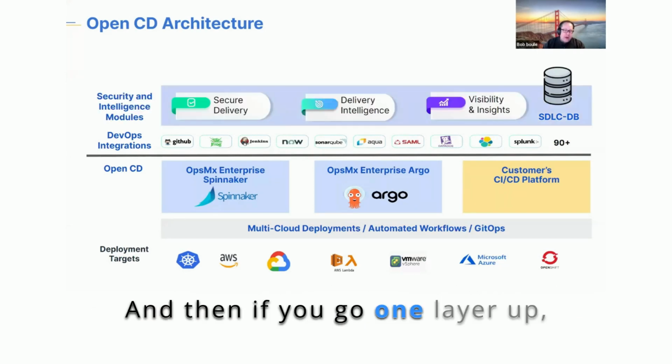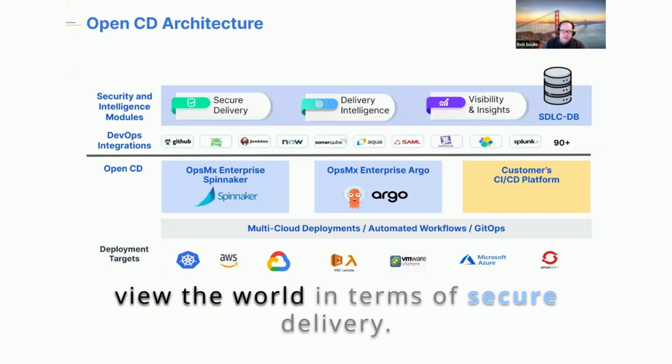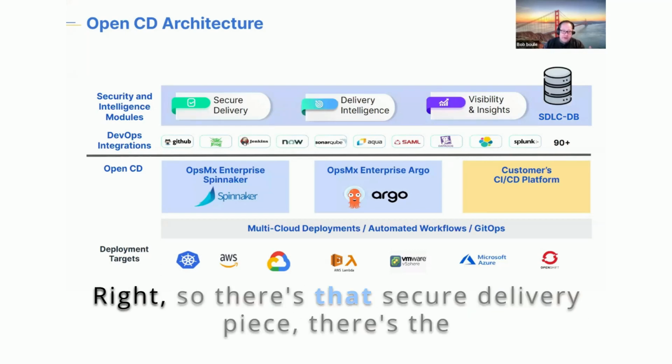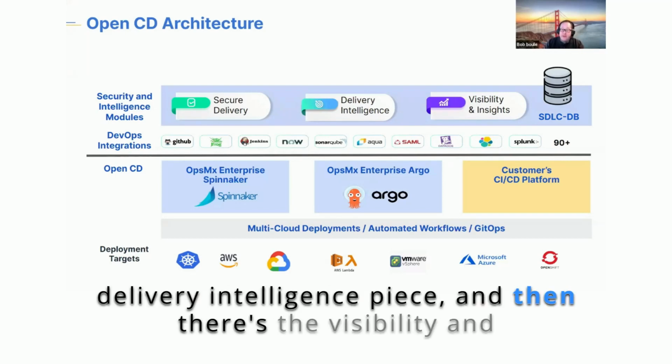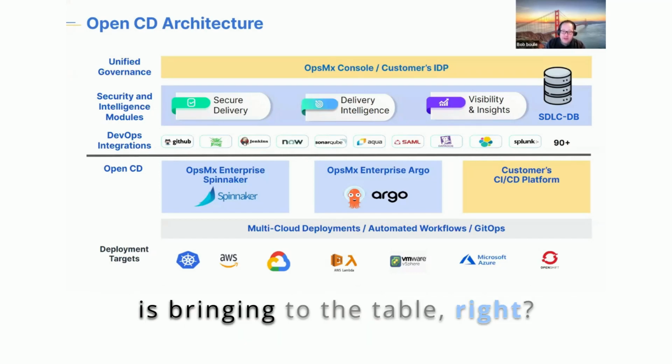And then if you go one layer up, then you start getting into the way we view the world in terms of secure delivery, right? So there's that secure delivery piece, there's the delivery intelligence piece, and then there's the visibility and insights. That sort of brings together everything that OpsMx is bringing to the table, right?